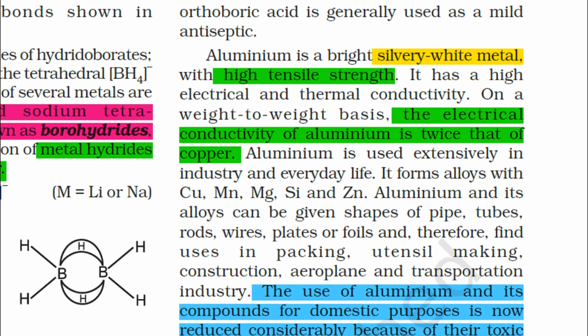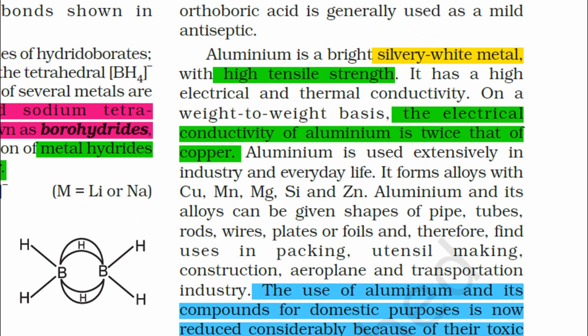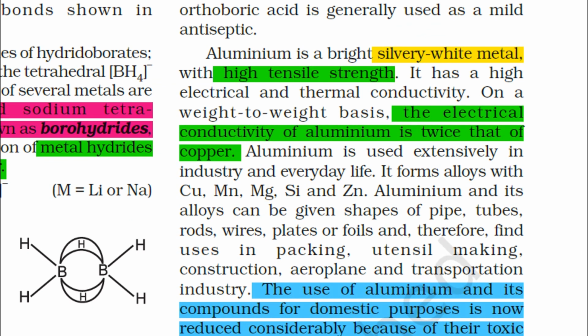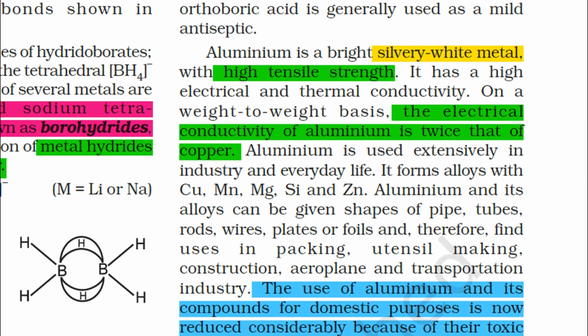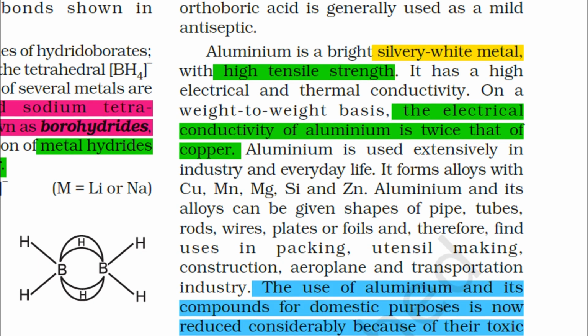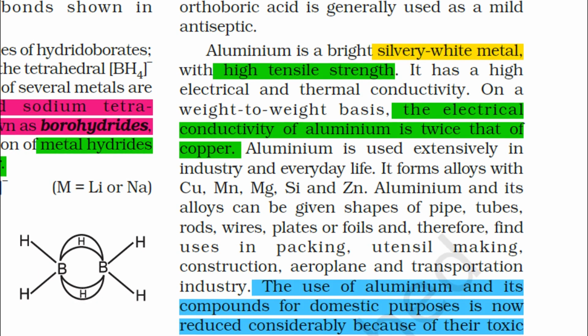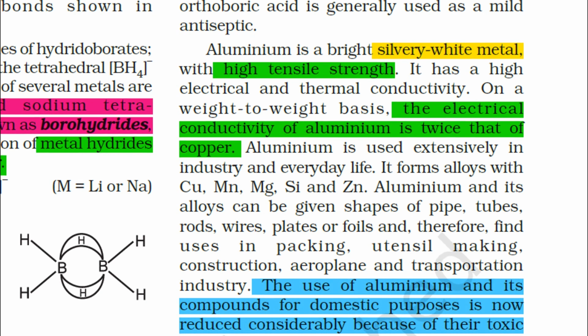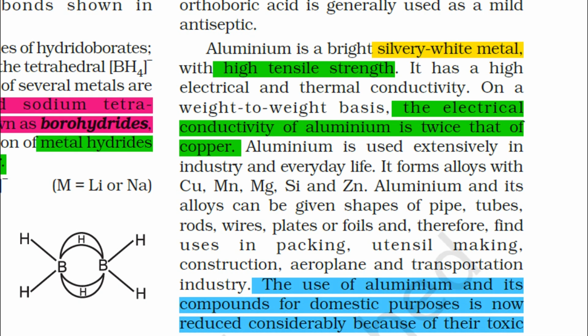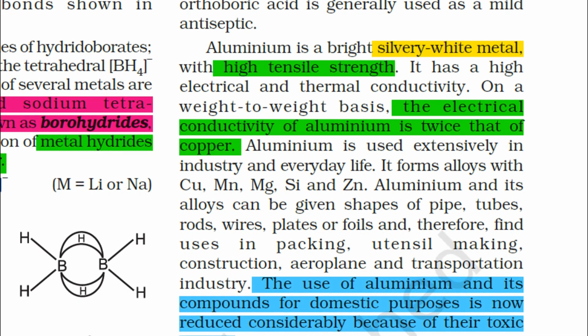Aluminium is a bright silvery white metal with high tensile strength. It has a high electrical and thermal conductivity. On a weight to weight basis, the electrical conductivity of aluminium is twice that of copper. That means if you take the same weight of aluminium and copper, aluminium will show twice the electrical conductivity of copper.